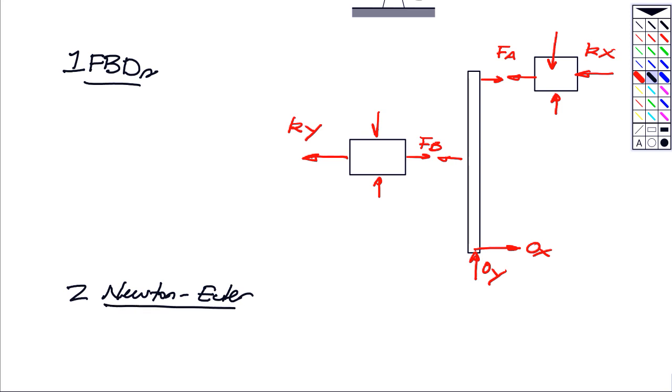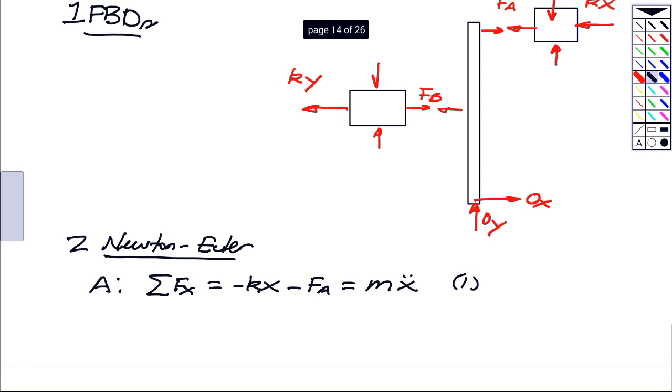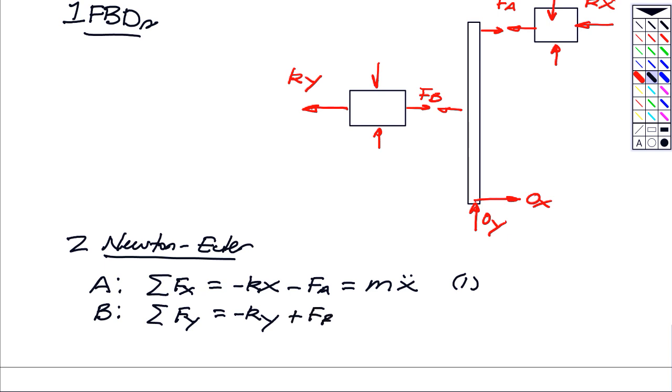I'm going to look at block A. Block A, when I sum forces in x, I get minus kx. Again, x is positive to the right. I've got an FA, which is pointing in the negative x, and that is equal to a mass times acceleration term of m x double dot, like this. This is equation 1. I will look at block B. Block B, I'm going to sum forces in y, and that's going to be minus ky plus FB. Note that FB is drawn to the right on B, and that's equal to mass times acceleration of block B, so that's m y double dot.